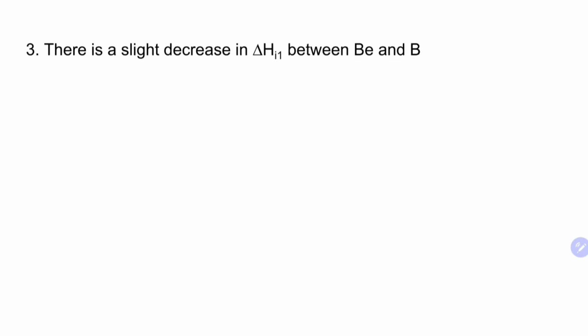Fact number 3. There is a slight decrease in ionization energy between beryllium and boron. Beryllium number 4, this is the proton number. Boron number 5. Beryllium 1s2 2s2. Boron 1s2 2s2 2p1. So the first electron to come out in the first ionization energy for boron is in the 2p orbital or subshell. For beryllium, in 2s.